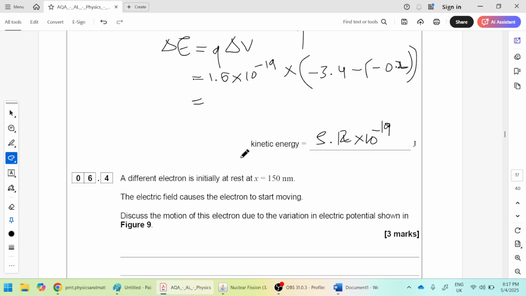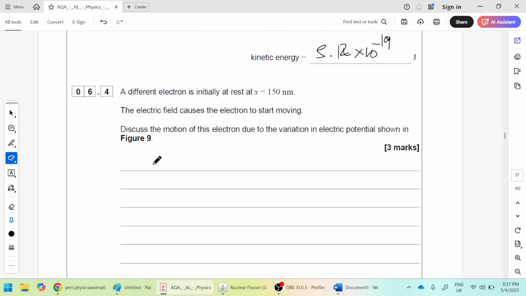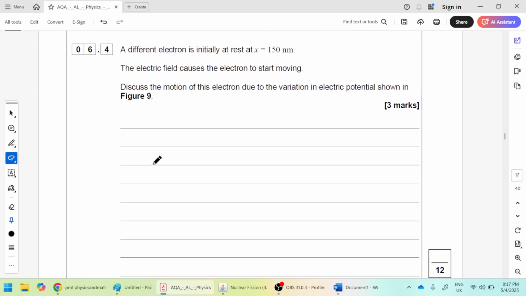Different electron is initially at rest at x. The electric field causes the electron to start moving. Discuss the motion of this electron due to variation in electric potential shown in figure 9. Let's figure it out.